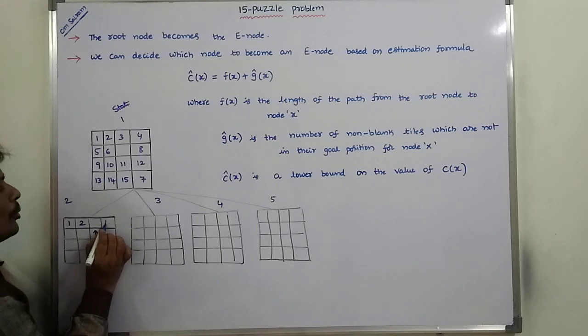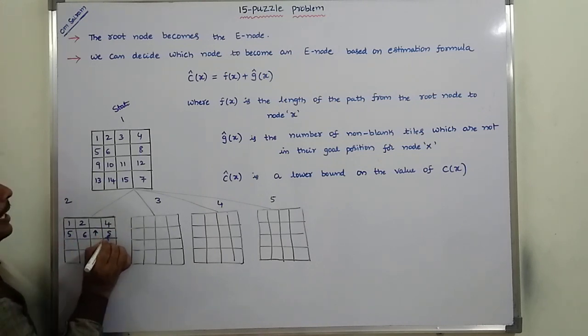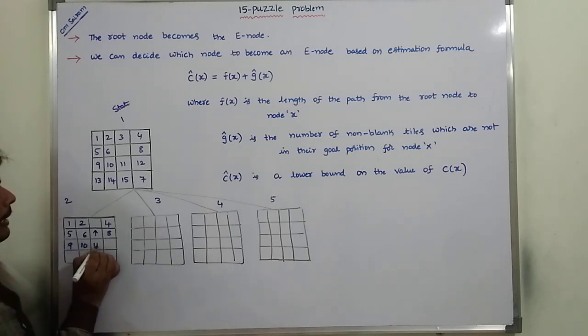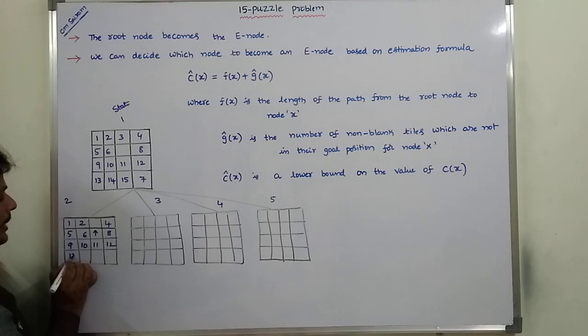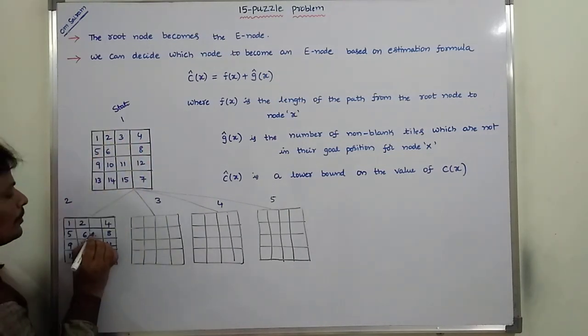Next, 4 is no change. And 5 and 6, this is 8. Next, 9, 10, 11, 12, 13, 14, 15, 7. Okay, so now the empty tile can be moved to this position, and this position 3 becomes down.